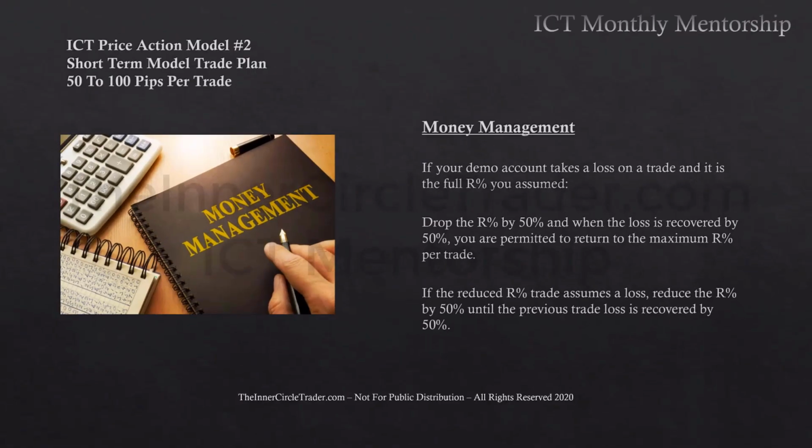If your demo account takes a loss on a trade and it is a full R% that you assumed, drop the R% by 50%, and when the loss is recovered by 50%, you are permitted to return to the maximum R% per trade. If the reduced R% trade assumes a loss, reduce the R% by 50% again until the previous trade loss is recovered by 50%.